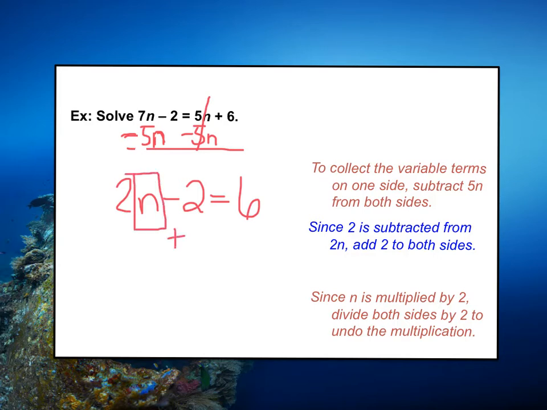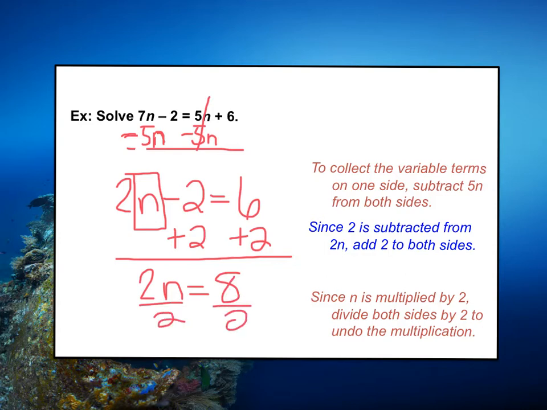Now I'm just trying to get this variable alone, so I'm going to box it. And I want to add 2 to both sides, because remember, I want to get the n alone, and the next thing to get rid of is the addition, or excuse me, the subtraction of 2. And now I have 2n equals 8. Divide both sides by 2, and n will equal 4.